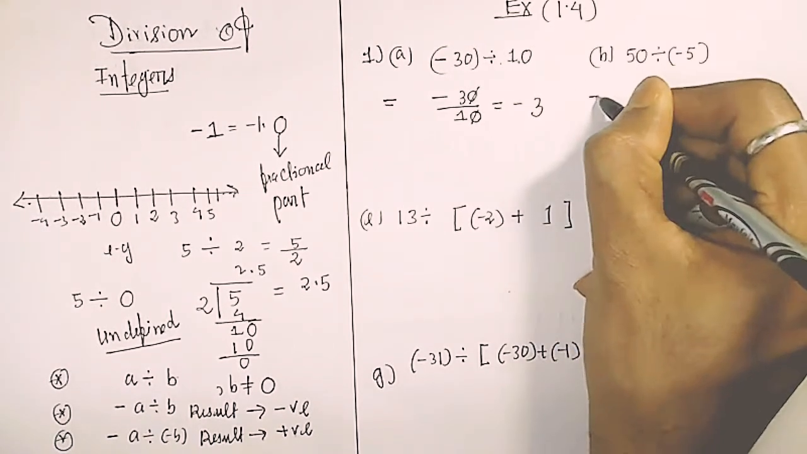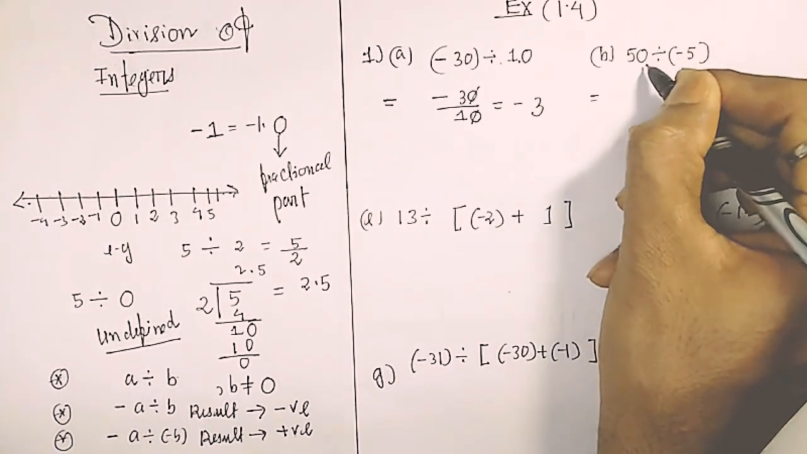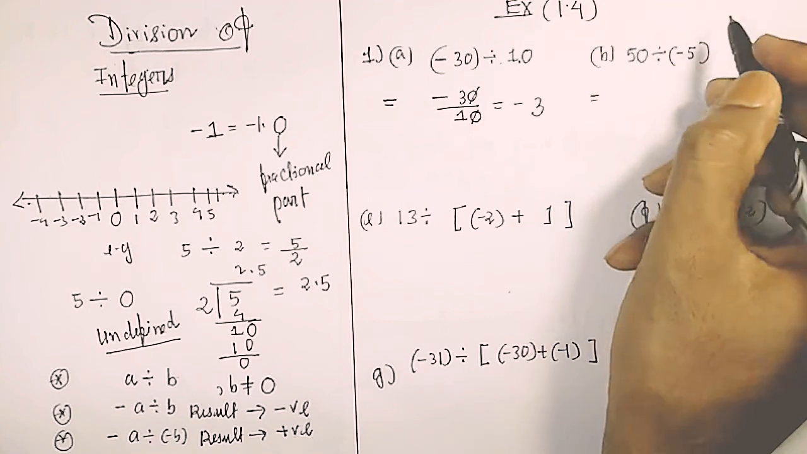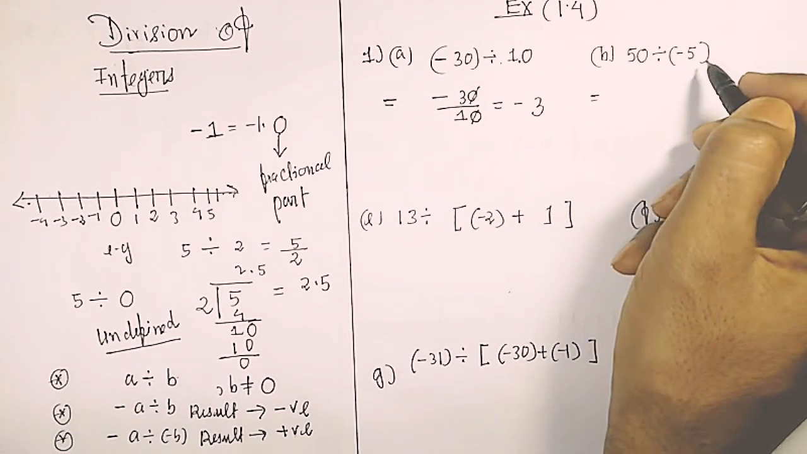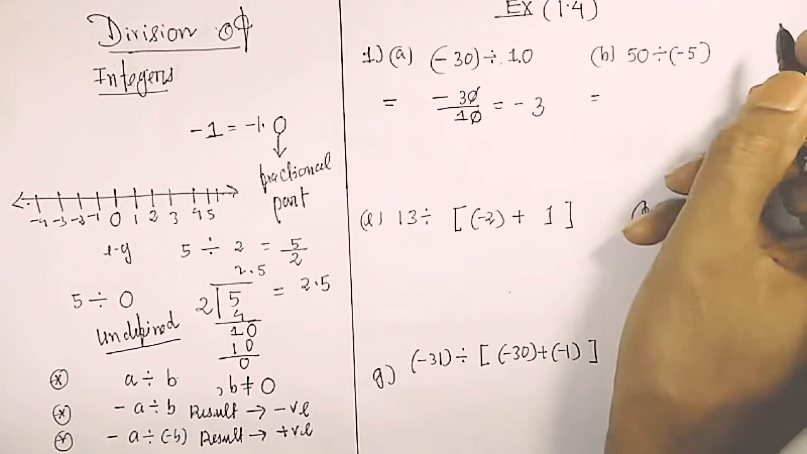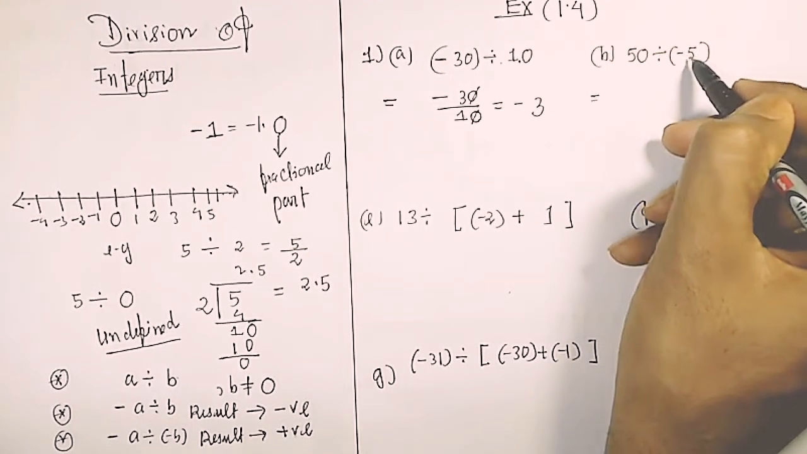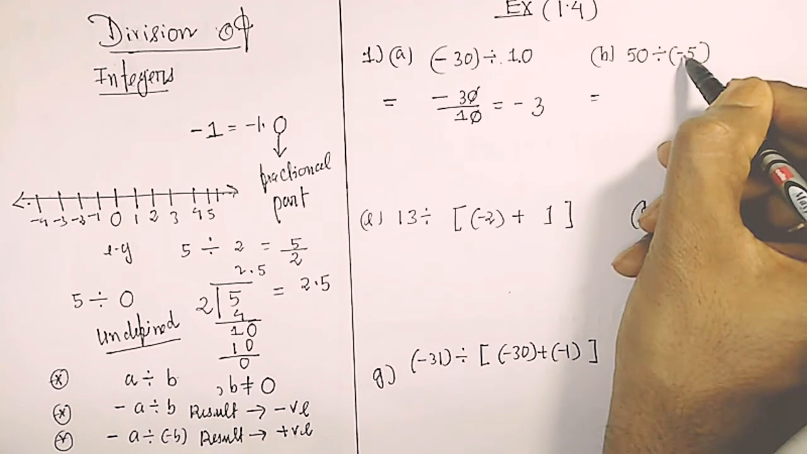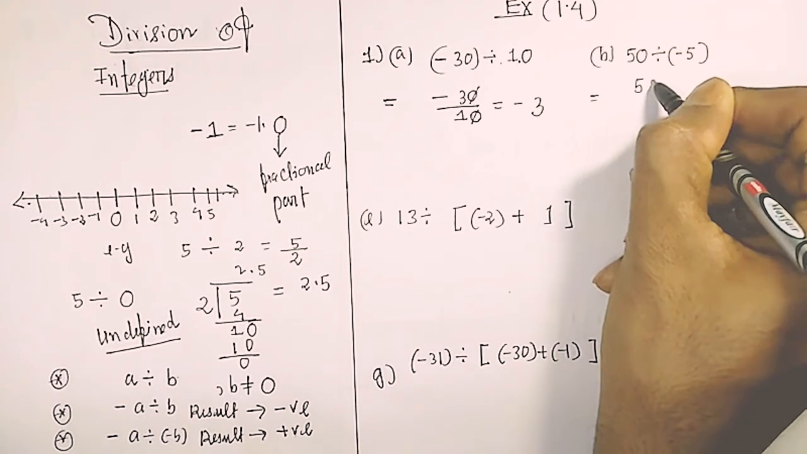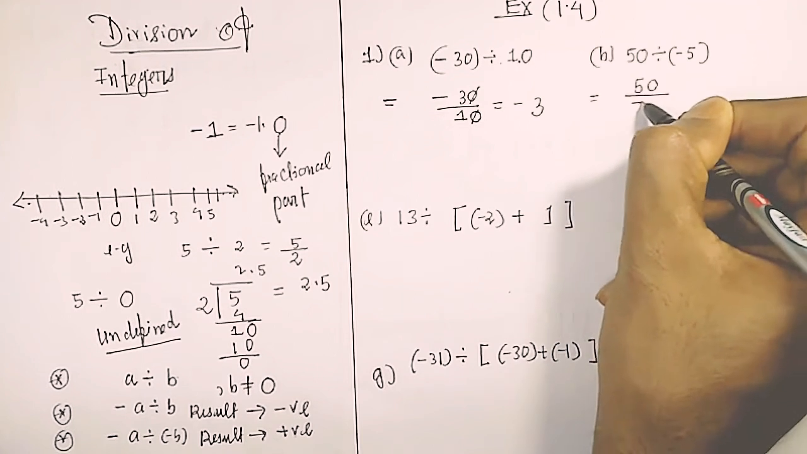In question number B, 50 is a positive integer. We are dividing by a negative integer. So in this case, what to do? First of all, we should remove the minus sign from the denominator. So 50 divided by minus 5, we can write 50 by minus 5.